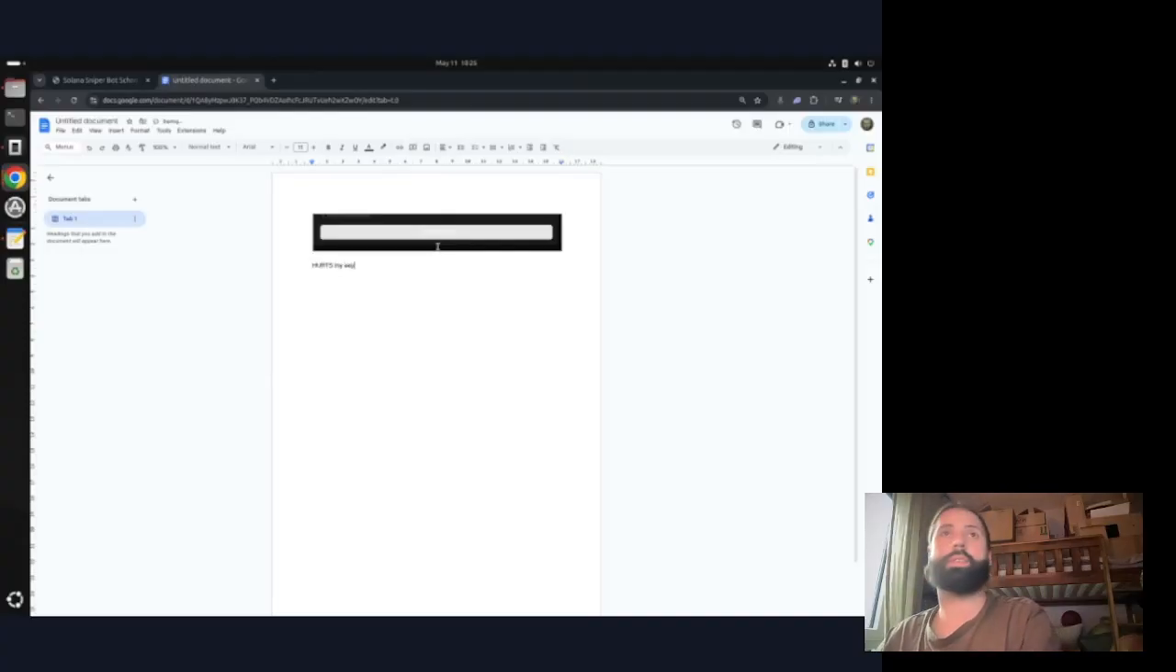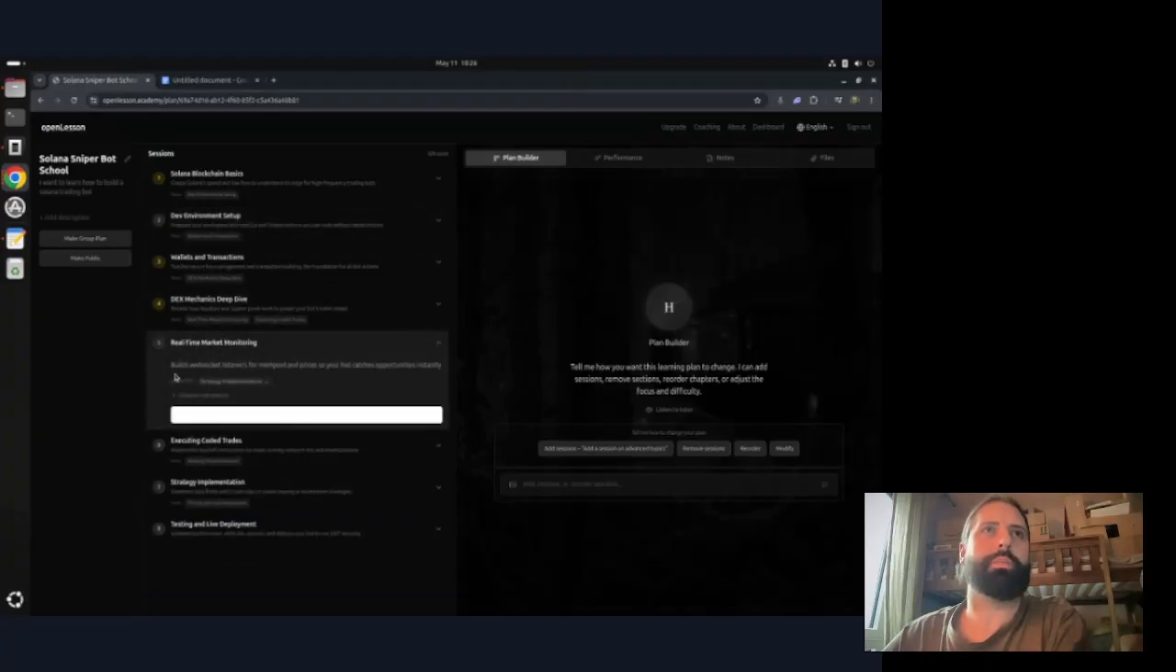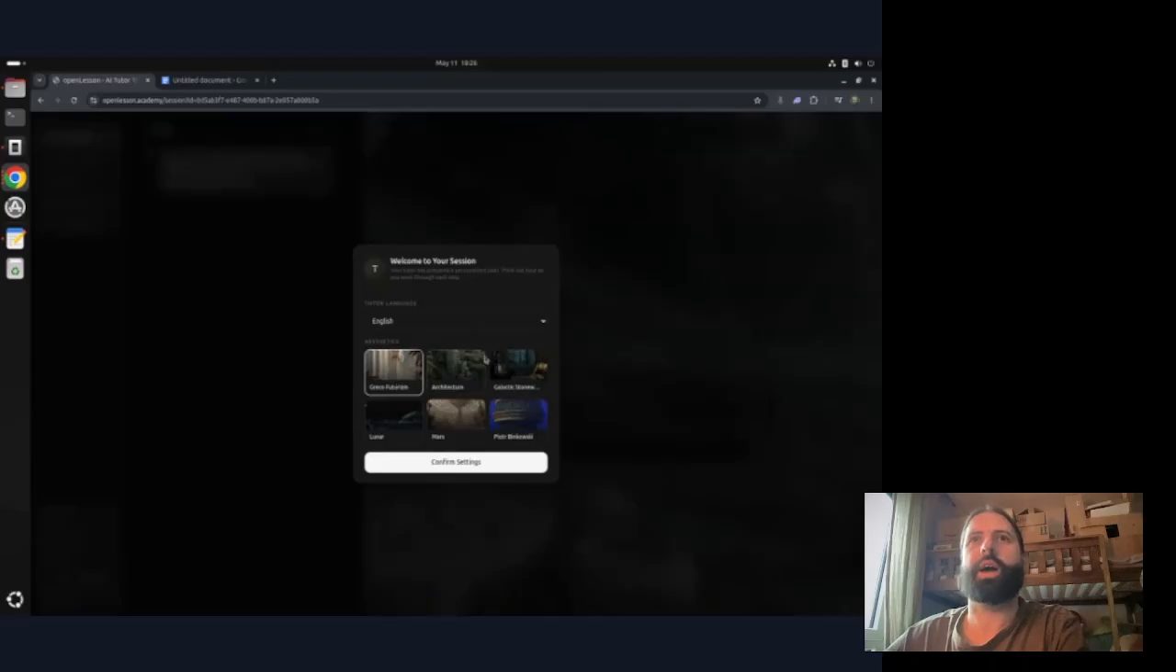All right, but we'll go and do real-time market monitoring. Build WebSocket listeners for mempool. I have no idea what mempool is, and prices, so your bot catches opportunities instantly. Let's take a look at these, and that leads to strategy implementation and execution of trades. Let's see what happens. Today we're feeling like architecture.